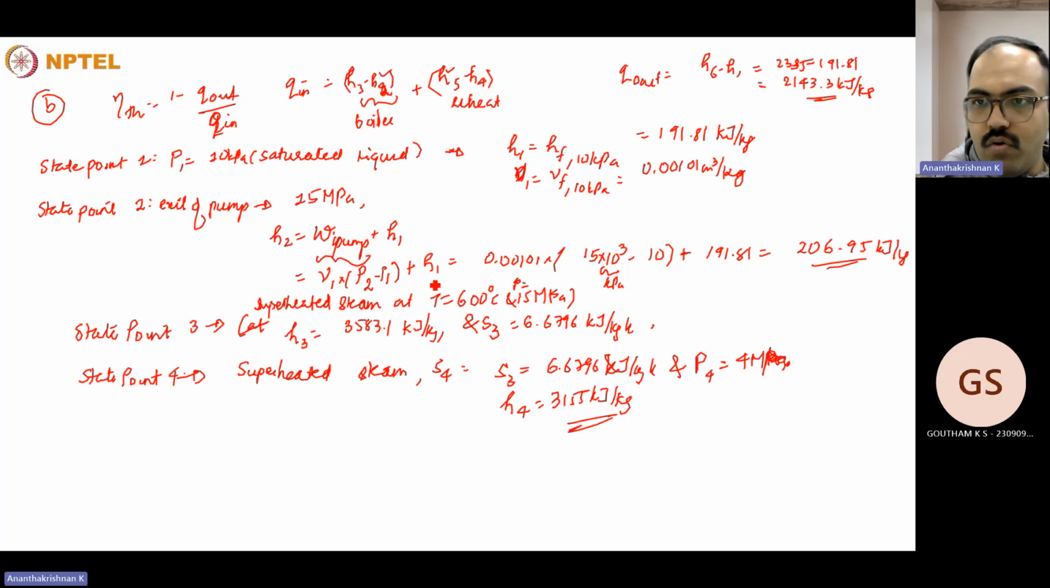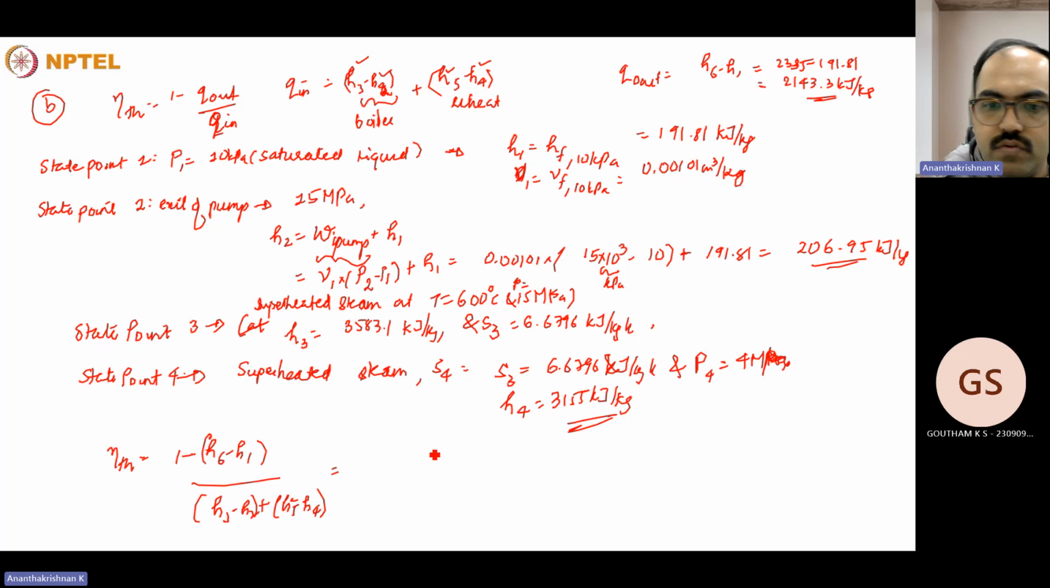So we got all the state points, enthalpies H3 and H4, everything we have obtained, and we just need to calculate the thermal efficiency. It will be equal to 1 minus (H6 minus H1) divided by (H3 minus H2 plus H5 minus H4). We just substitute the values of H3, H2, H5, H4, H6, and we'll get it to be around 45%.